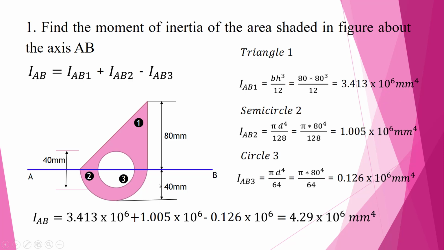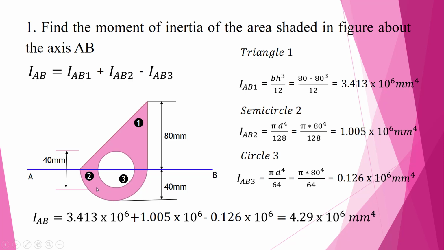Now the second one is the semicircular section. In the case of a semicircular section, the moment of inertia about an axis passing through the flat end of the semicircular section is given by pi d raised to 4 by 128. So in our case, IAB2, the moment of inertia of the semicircular section about the axis AB, will be equal to pi into 80 raised to 4 by 128, which is equal to 1.005 into 10 raised to 6 mm raised to 4.